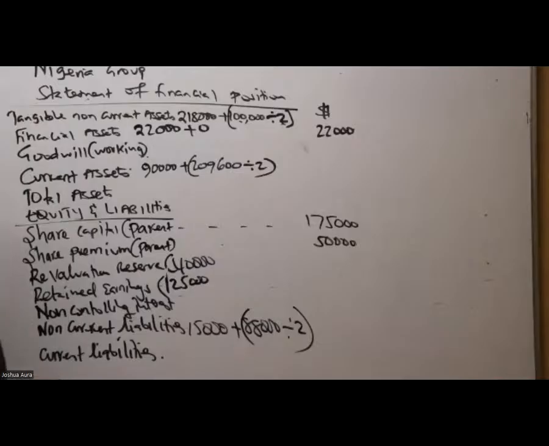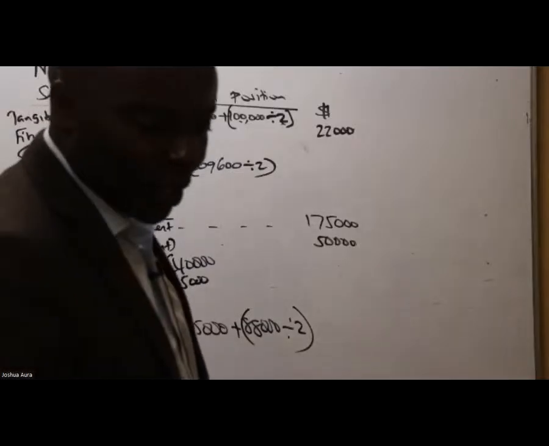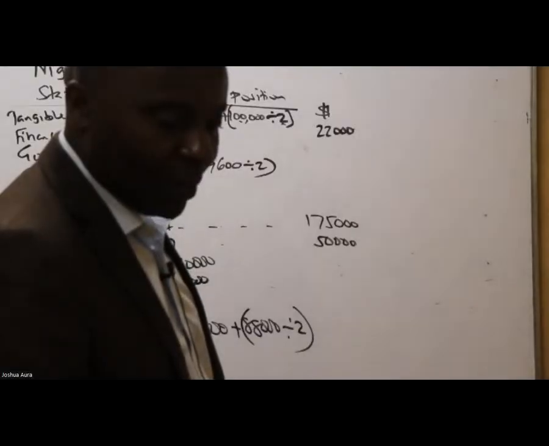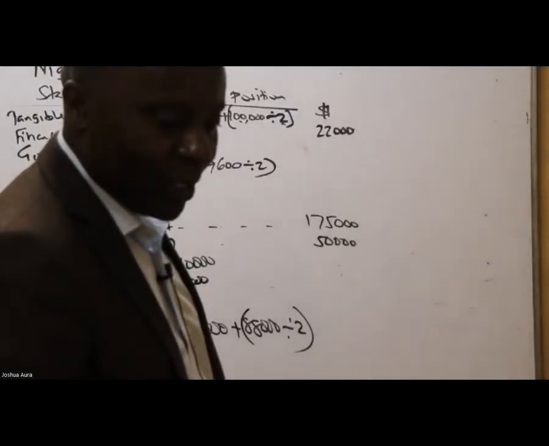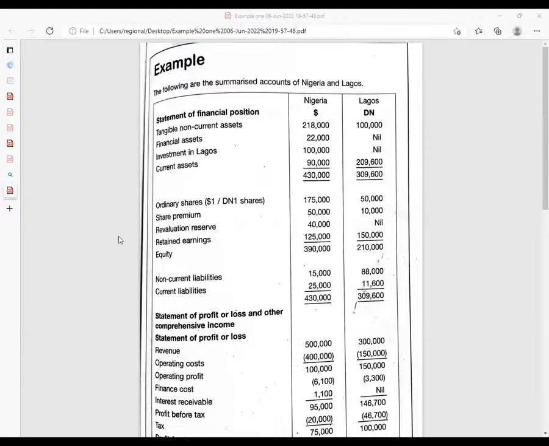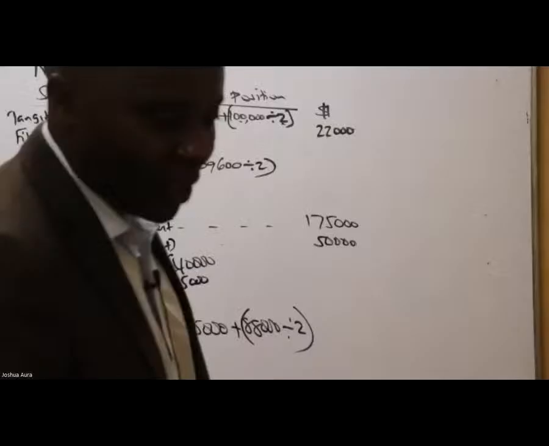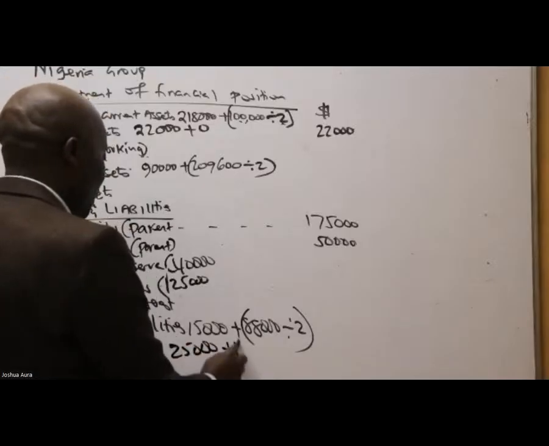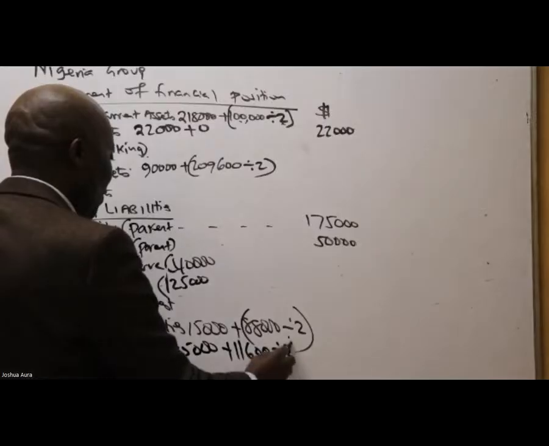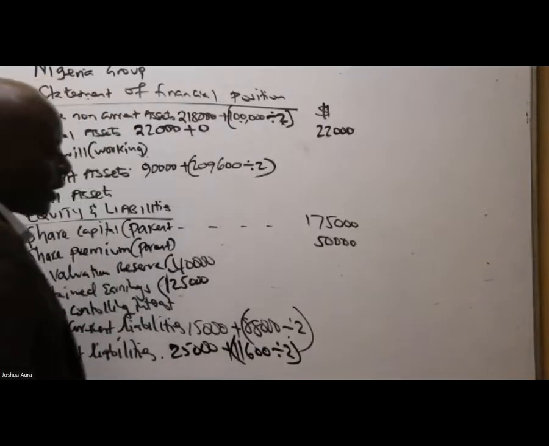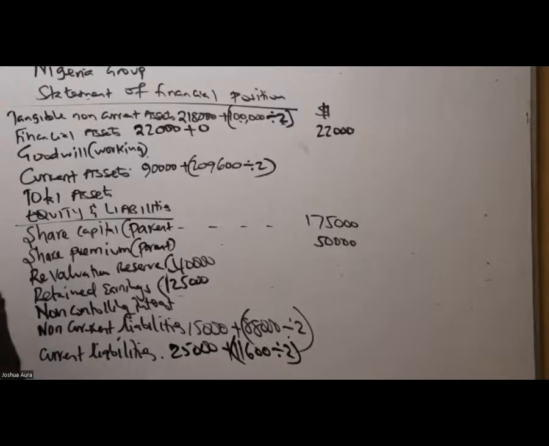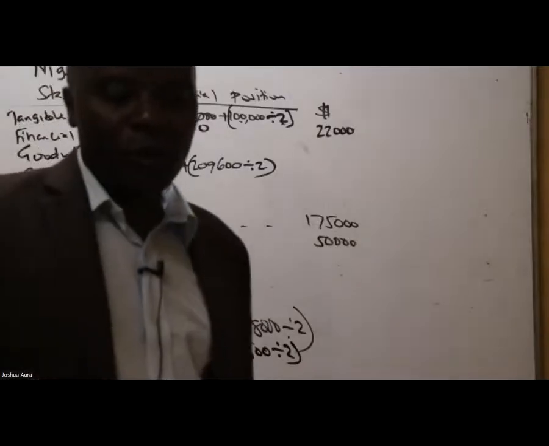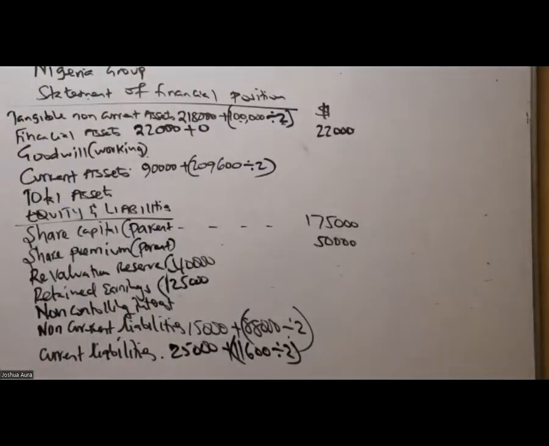So go straight away to the current liabilities. Under current liabilities, what we have here are 25,000 plus 11,600. But for the purpose of having the same currency, this one has to be retranslated at the closing rate. Ladies and gentlemen, after you do that, what will be the next thing to be done? Listen to me very well. Now we embark on the workings.